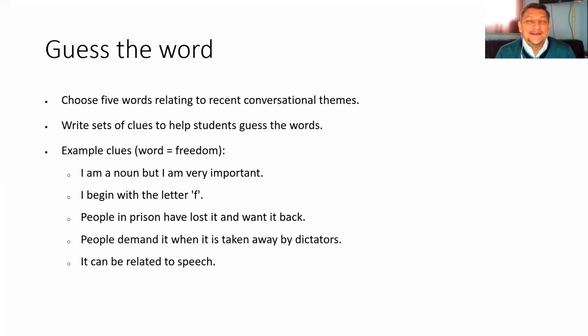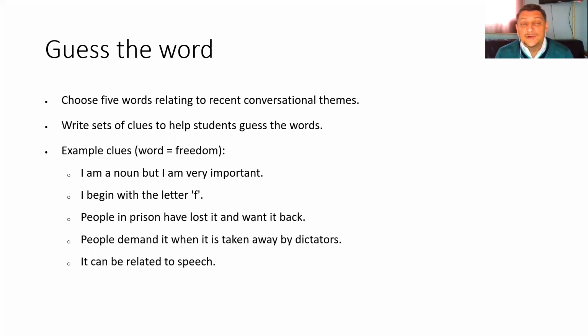Okay, and then another game helps to think of a semantic field rather than of a particular word, because you have to activate this background knowledge to be able to name this word. Like, for example, you choose a topic which you have been discussing or working on with your students, and you choose 5 words relating to this conversational theme. And then you prepare a set of clues to help students guess the word.